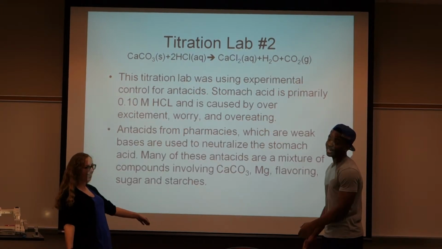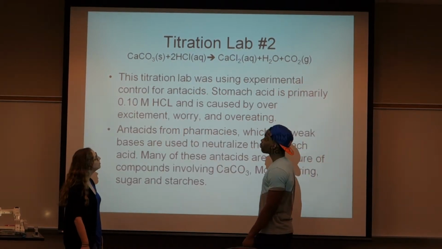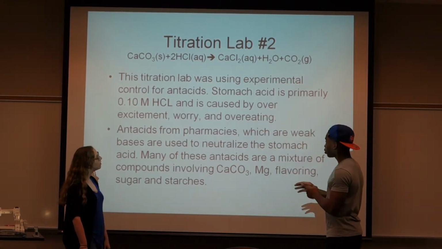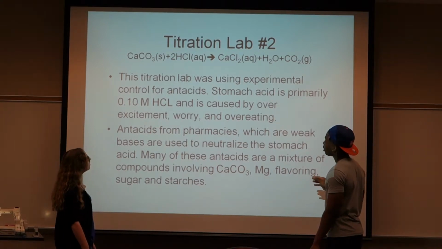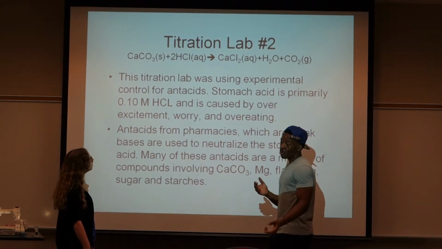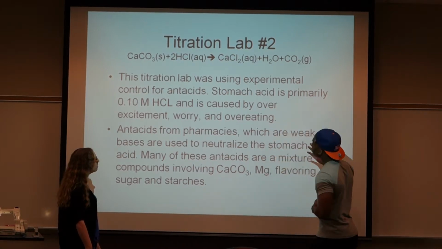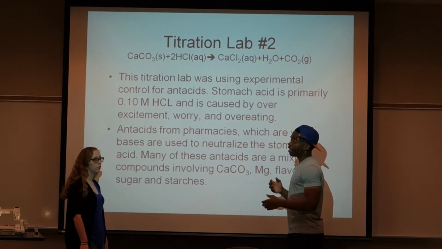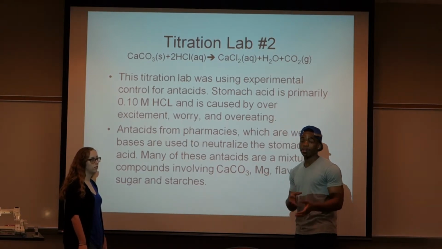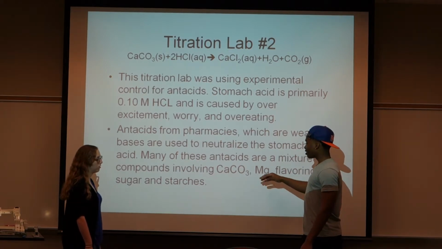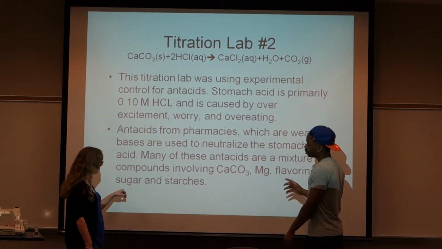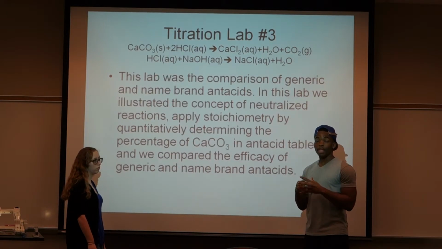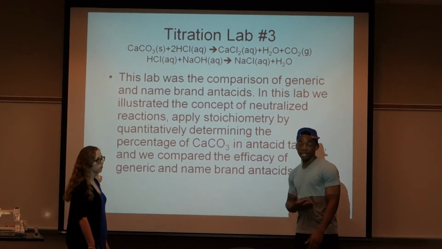In titration lab 2, we use calcium carbonate and hydrochloric acid, which produce calcium chloride, water, and carbon dioxide. So you might wonder, what is stomach acid? How does it affect you? Well, it starts from worry or overexcitement or overreacting, pretty much. In pharmacies, they give you a pill, which is a weak base, which can contain magnesium, calcium carbonate, flavoring, and sugar, starches. Once you take that, it's going to neutralize the acid, making it even.